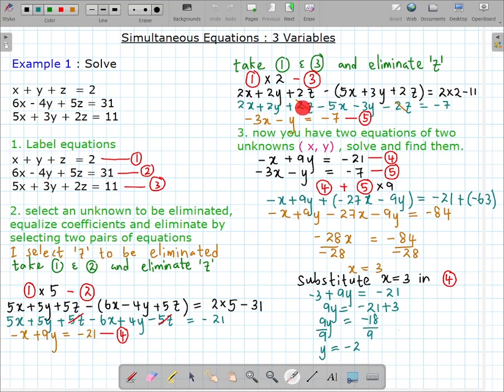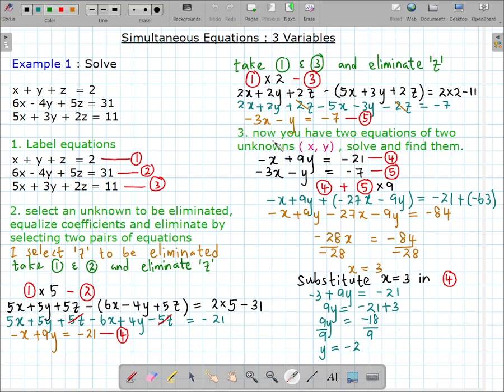Then plus 2z minus 2z get cancelled. Then 2x minus 5x, that is minus 3x. 2y minus 3y, that is minus y, equals minus 7. That is equation 5.